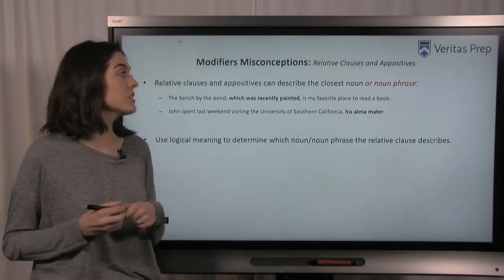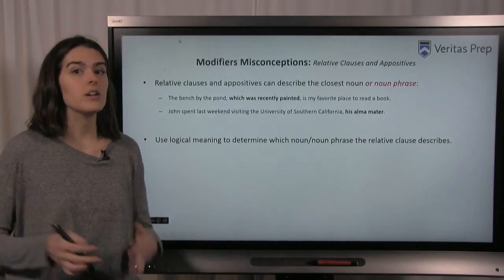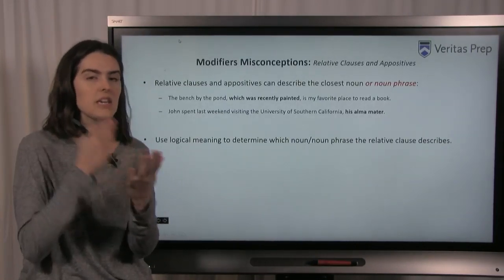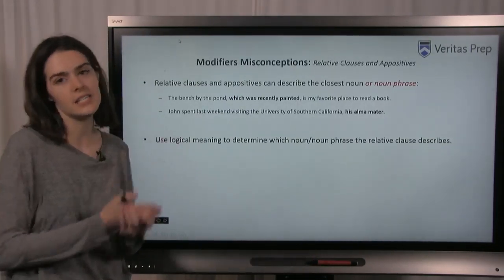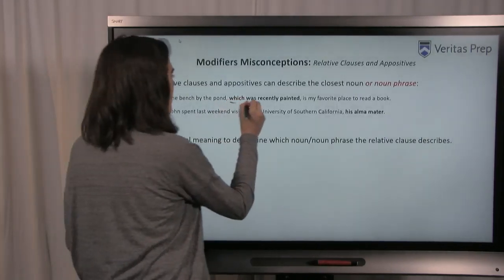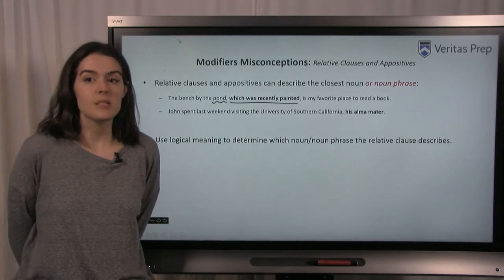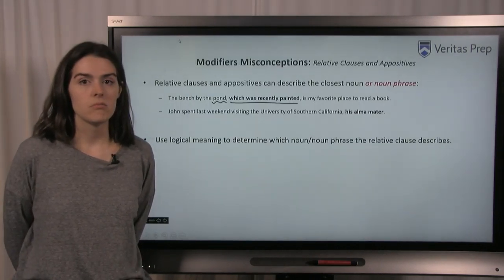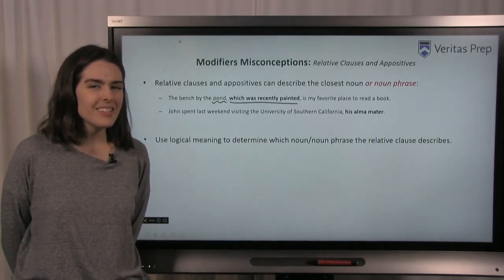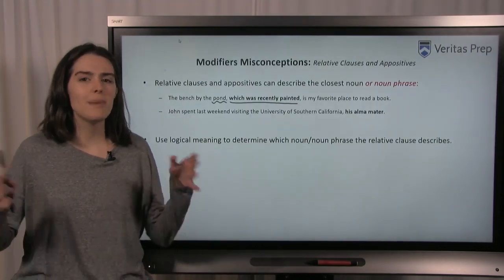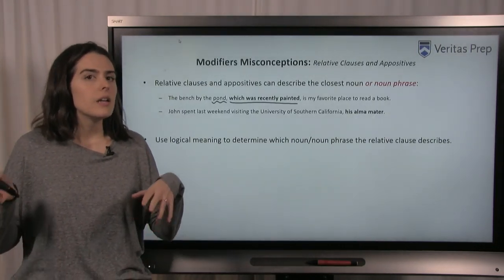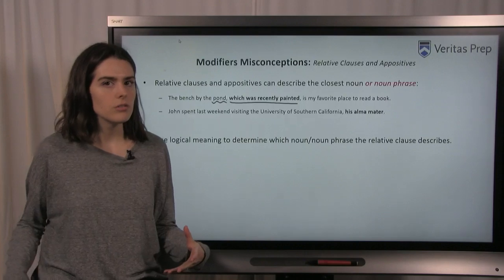All right, if we look at this really strictly, right, going closest noun, it has to be the noun that is literally right next to the comma. We're gonna go, okay, which was recently painted describes pond. But that doesn't make any sense. The pond was painted? That's a body of water. How are we gonna paint a pond? Not super logical, right?